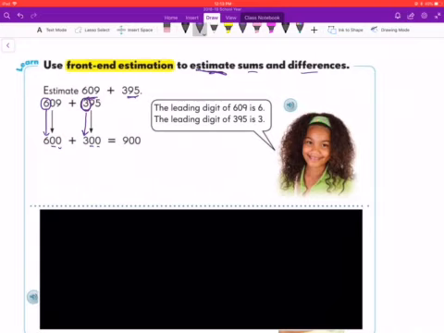It's front-end estimation. So even though when we worked yesterday with rounding this would go to 400, rounding and front-end estimation are different, okay? So when you are using this method of just taking that first, greatest value digit and putting in the zeros, that's front-end estimation.